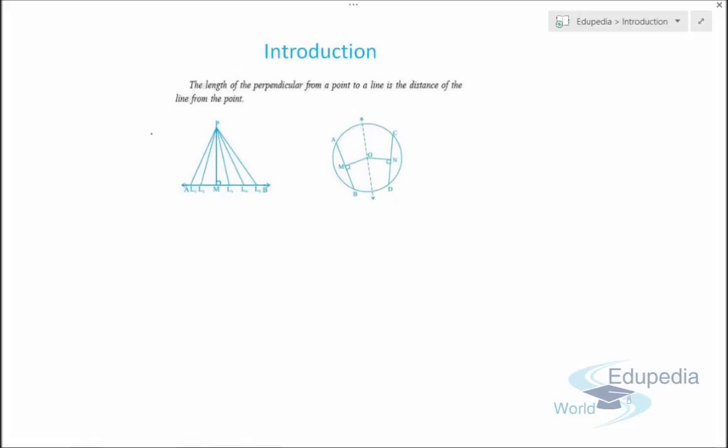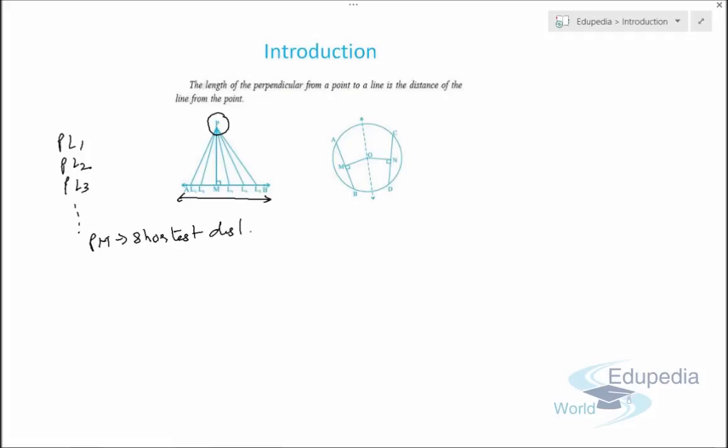Now, when two chords are equidistant from the center, which distance do we have to mark as the distance from the center of a circle? Let's say this is the line AB and this is a point P. We can have n number of lines, like PL1, PL2 or PL3, from this point P to this line.